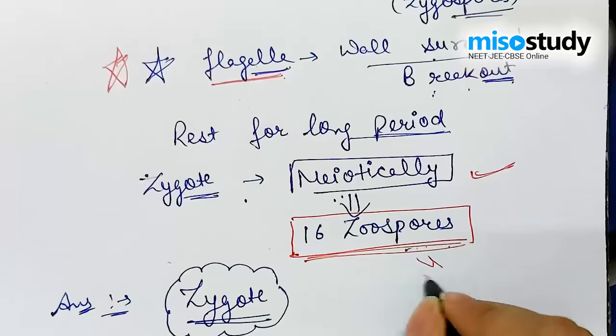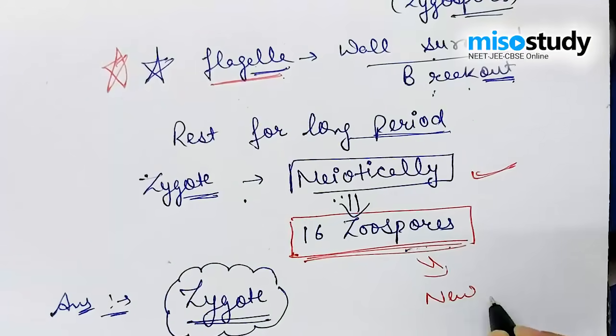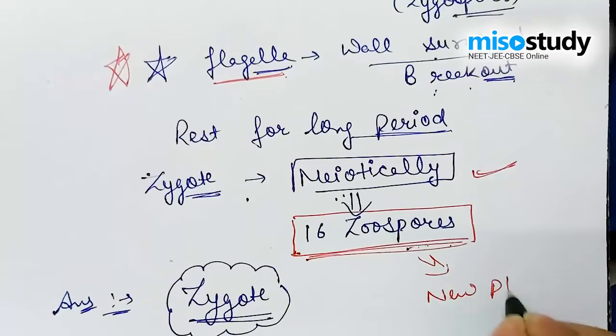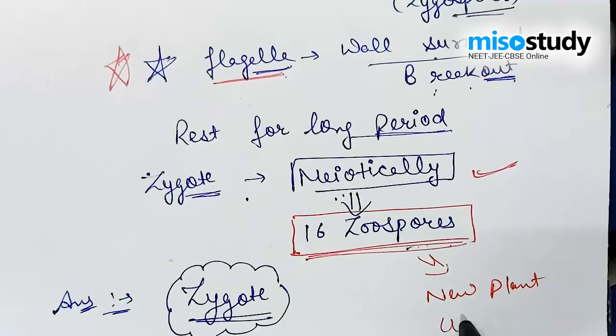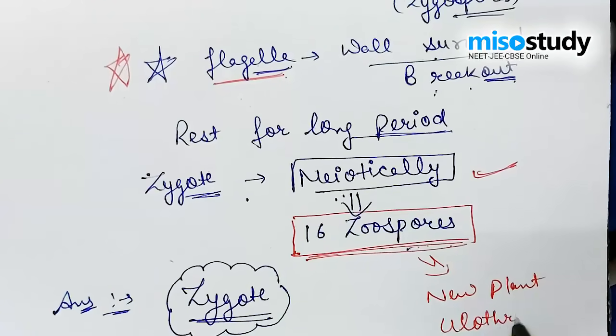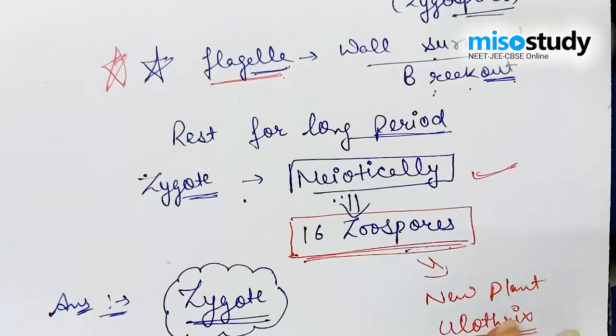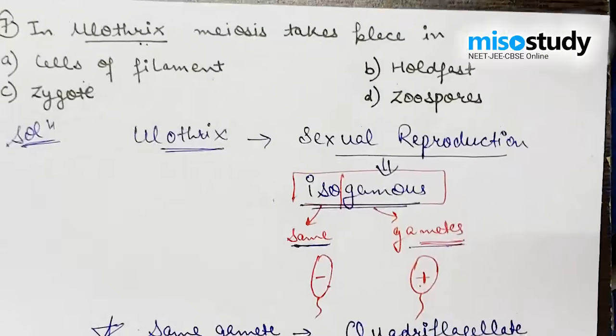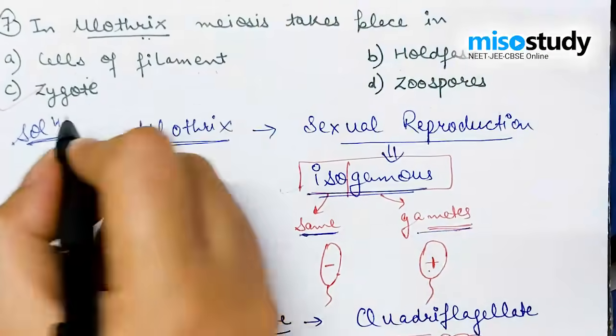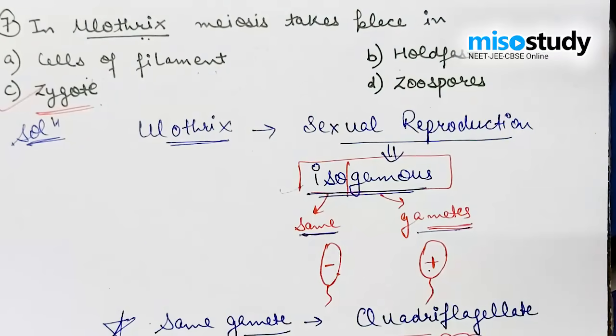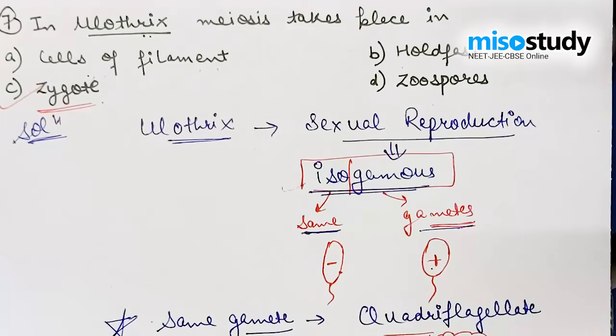from each zoospore, a new plant of Ulothrix will arise. So the right answer for the question is option C, that includes the zygote. So move on to the next question.